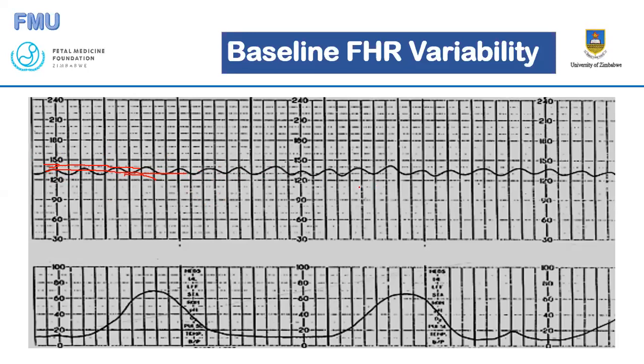fetal heart rate variability. So this is an assessment of the baby's autonomic nervous system that tells us that, look, the baby's autonomic nervous system is working. If it is no longer working, then there will be no baseline variability. It will be more of a flat trace. This is not a good trace we see there. Right, so I think we are done with the V.